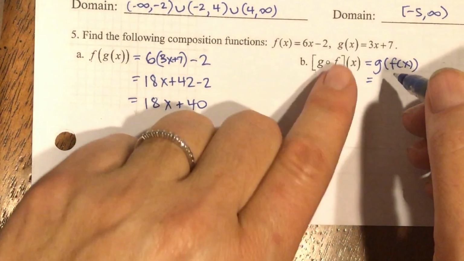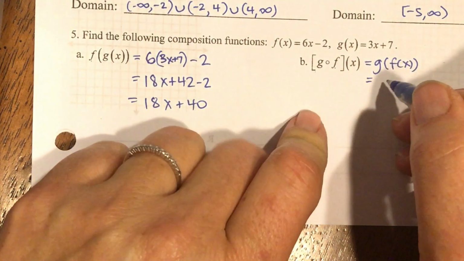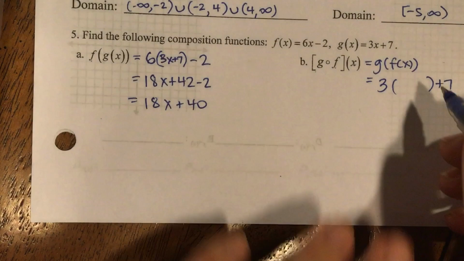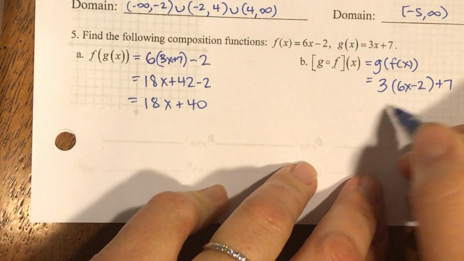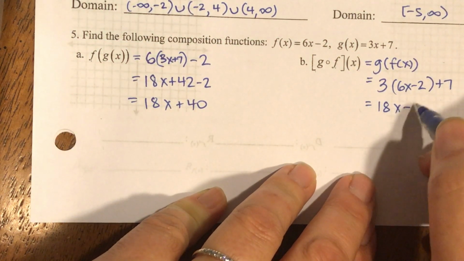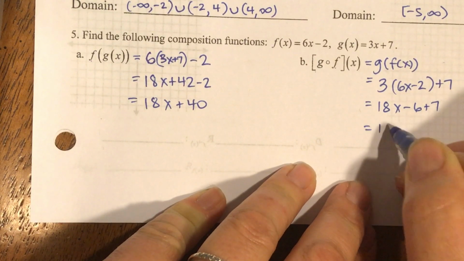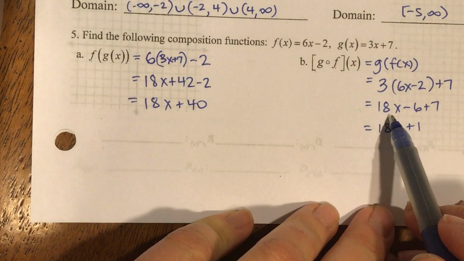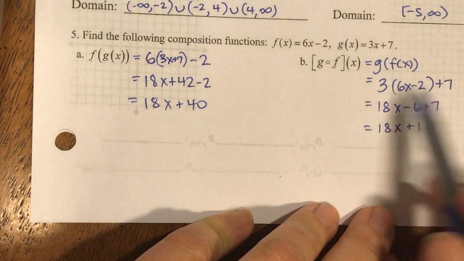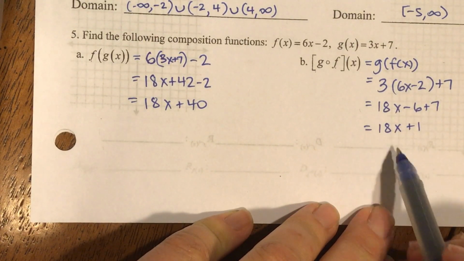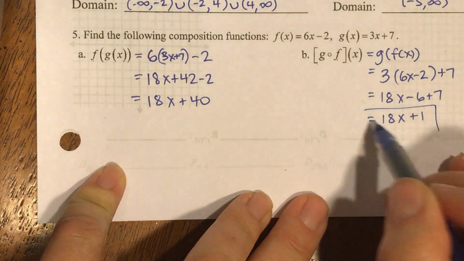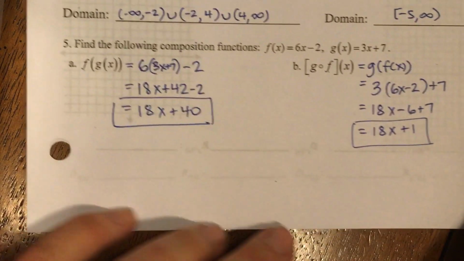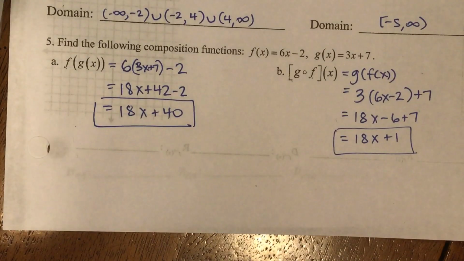Okay, so now it says g, so I'm going to go grab my g function, 3x plus 7, and then I'm going to put f inside of that. So that's 6x minus 2. This is 18x minus 6 plus 7. 18x plus 1. I'm going to double check my math. 18x minus 6, and that's just a 7. Okay. Box them up. Please box your answers on the test. It's really hard to figure out what your answers are. I'm not here to figure that out.